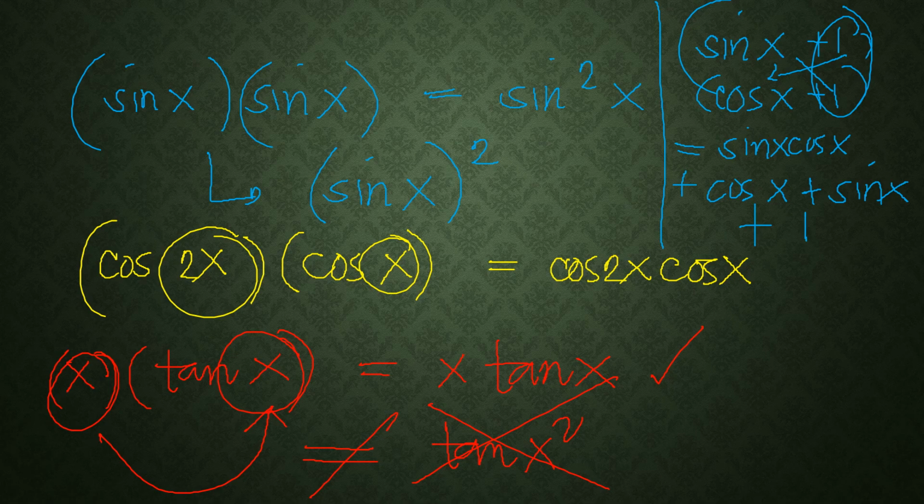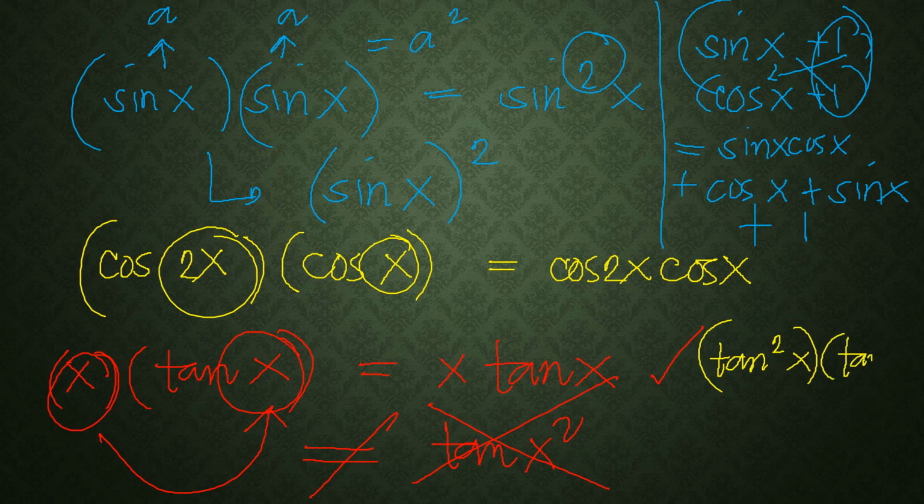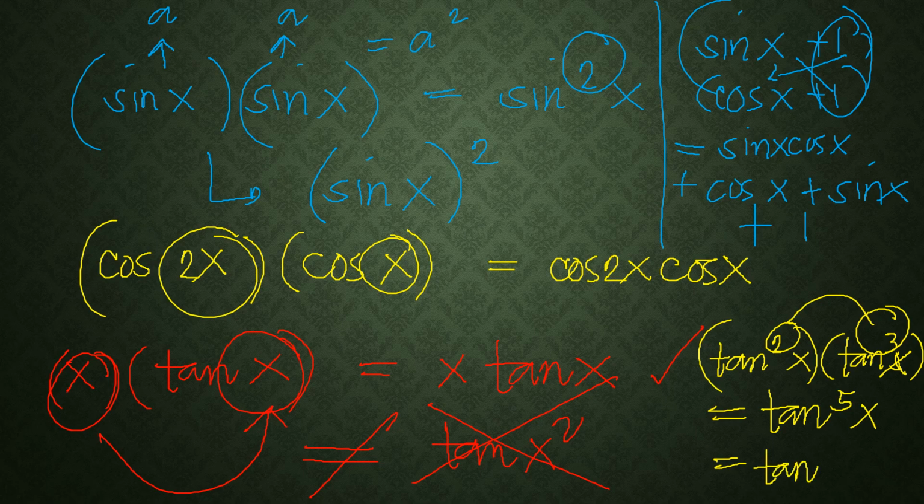So as if you're just using the rule of binomial, you are treating this as a, this is also a, so the product is a squared. You see, this is squared. So if you have again, let's say tangent squared x multiplied to tangent cube x, then 2 plus 3 is 5. So you have tangent to the fifth power, the fifth power of tangent x.